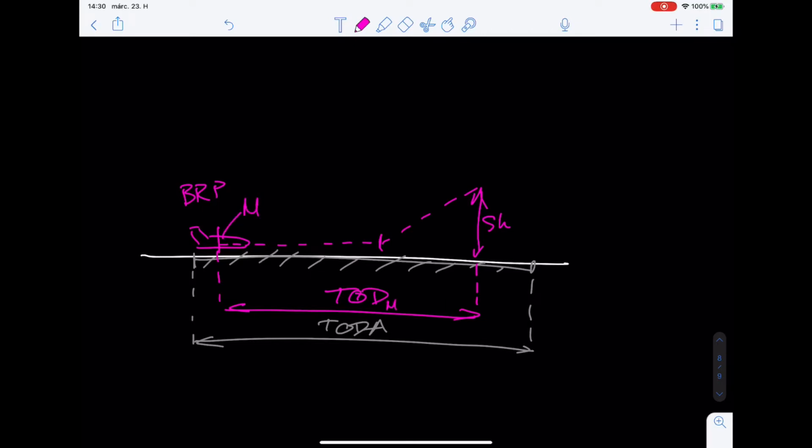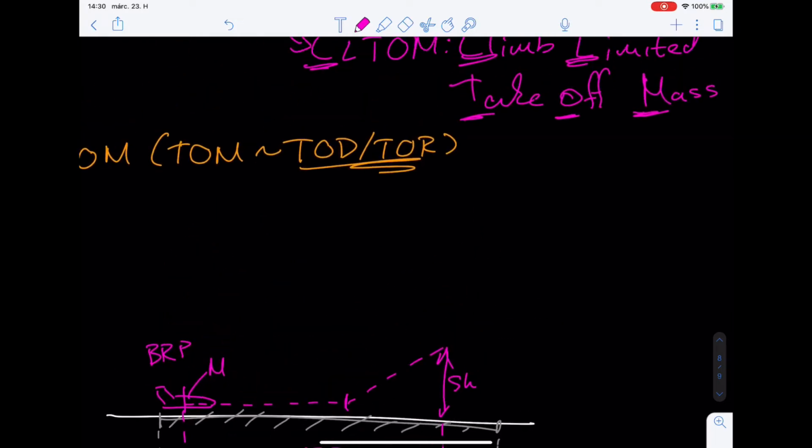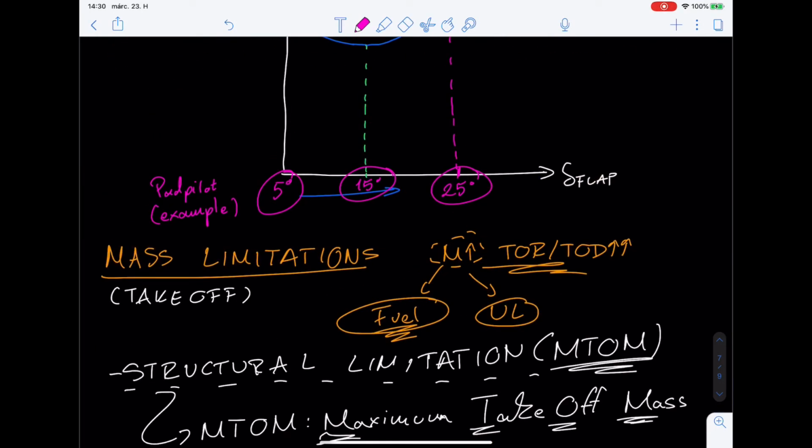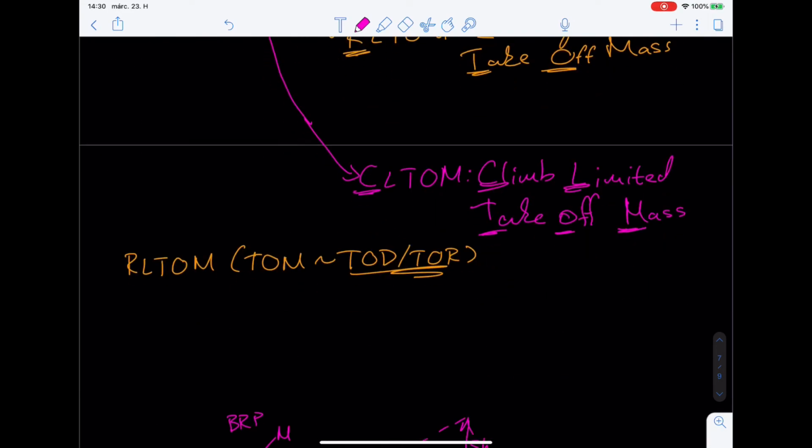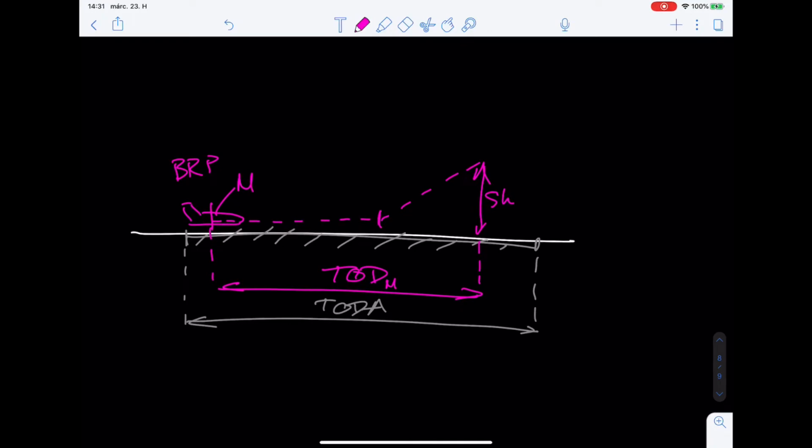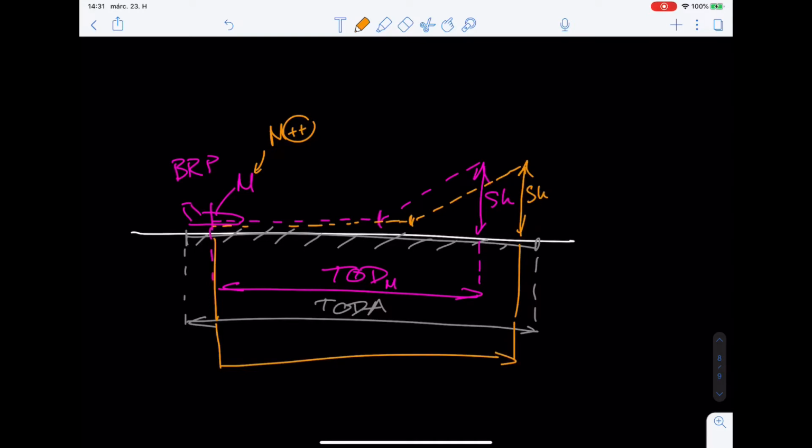Okay. So what we have already talked about is that if you increase the mass, your takeoff distance is going to increase. So if I increased the mass of the aircraft, from the same brake release point, it would increase the takeoff run, but also the takeoff distance, right? Like this. So your takeoff distance from this point would be increased. So the takeoff distance M plus.